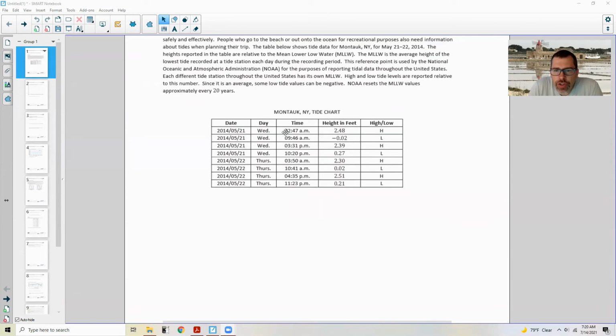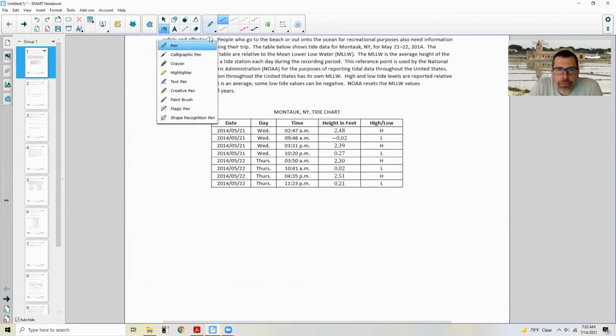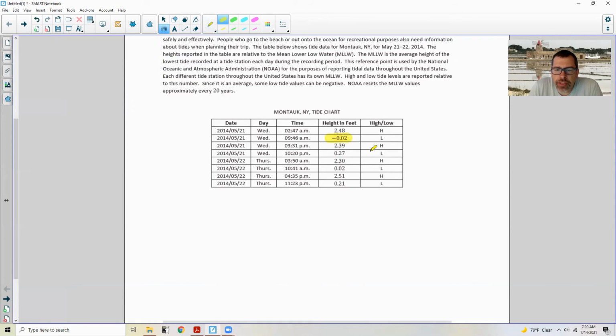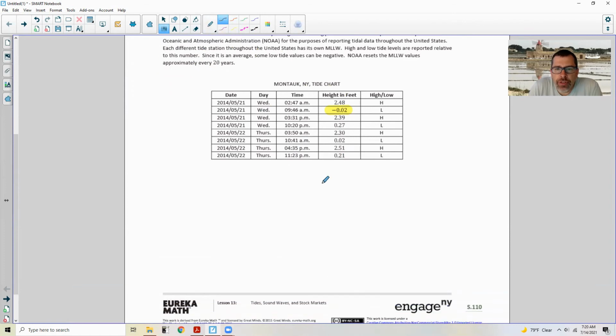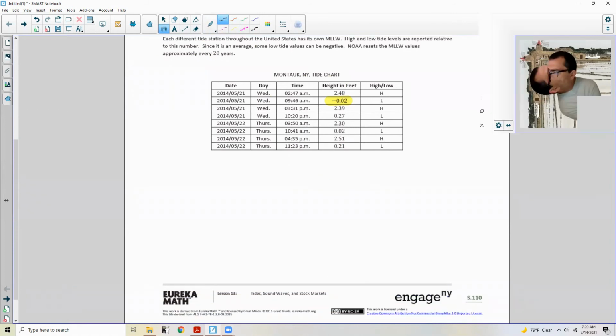Okay, so if I look at this here, it is on May 21st and 22nd. It's a Wednesday and a Thursday. And these are the dates or the times and the height in feet. And notice this negative height. So the reason for a negative height just means that it was lower than the mean or the average in that 20-year period. Okay, so there's the data we're going to use on the next page.